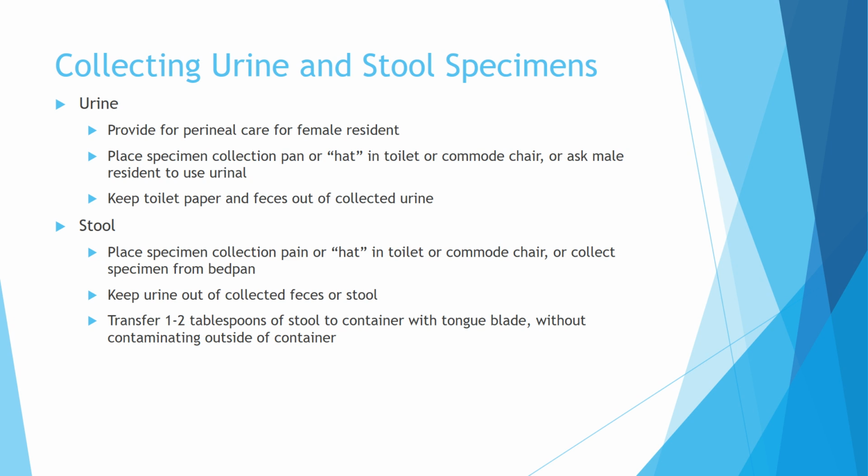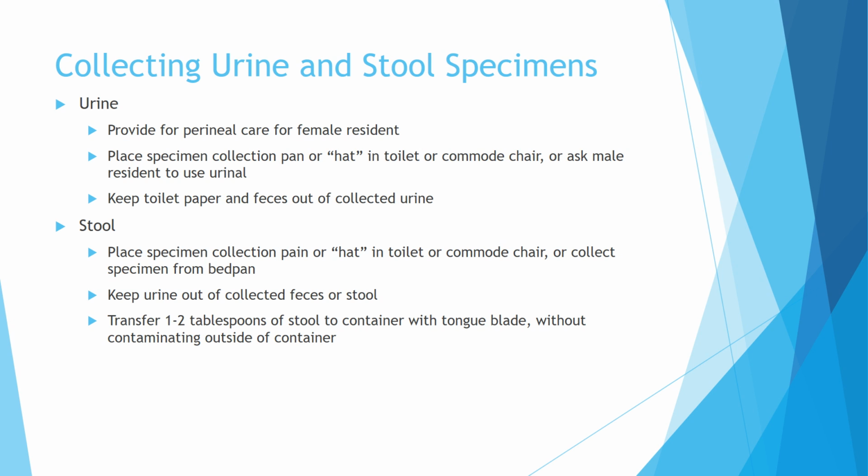Collecting urine and stool specimens. For urine, provide perineal care for the female residents. Place a specimen collection pan or hat in the toilet or commode chair and ask the male resident to use a urinal. So you want to make sure that the female is clean and get rid of all that bacteria. That way we can get a clean specimen for the testing. And keep toilet paper and feces out of collected urine. If the urine does become contaminated with toilet paper or feces, do not collect the urine and send it off to the lab.